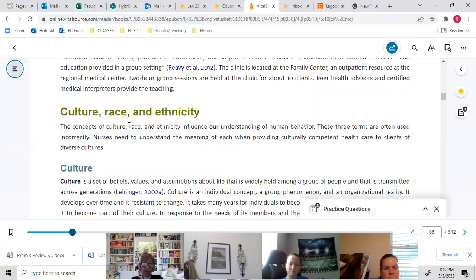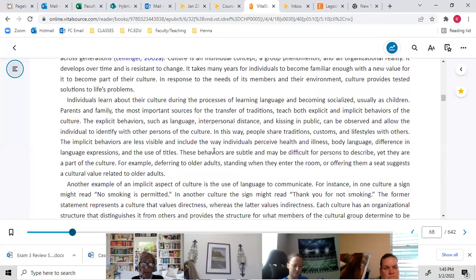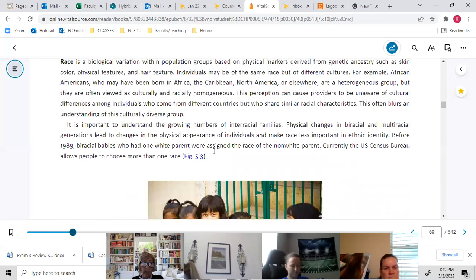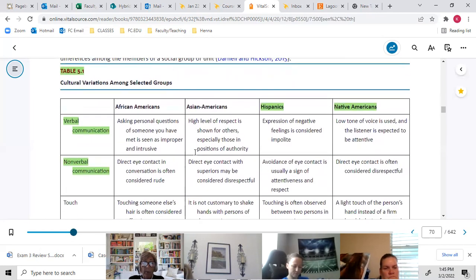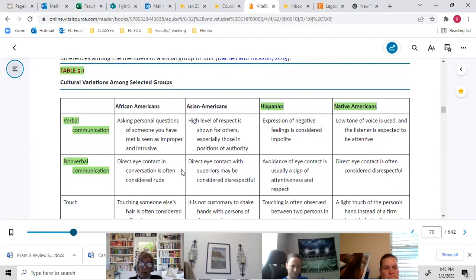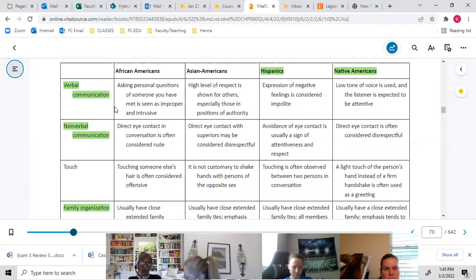And then this is a section that talks more in depth about culture, race, and ethnicity. Culture, race, ethnicity. What is cultural diversity? We talked about that in one of our slides. Okay, so here's the table I wanted you to be aware of, table 5.1. What are the cultural variations among selected groups? We have 4 groups. I want to focus on these 2, Hispanics and Native Americans. So I need you to be aware of these different variations, and I've highlighted a few.